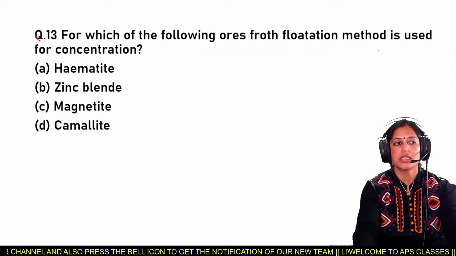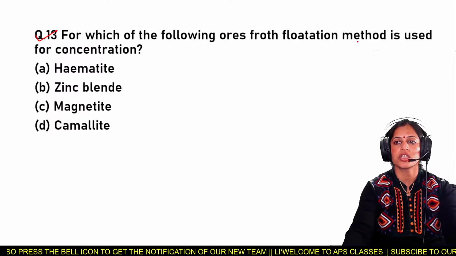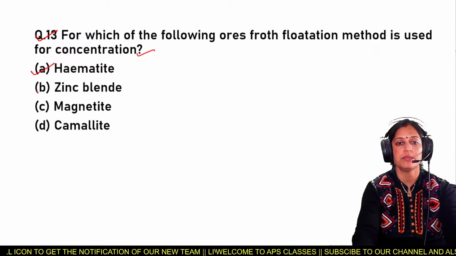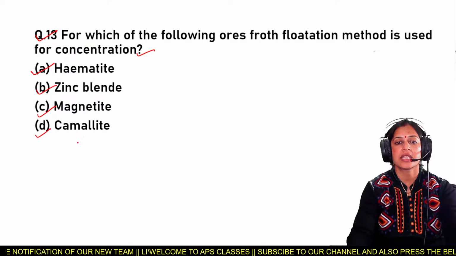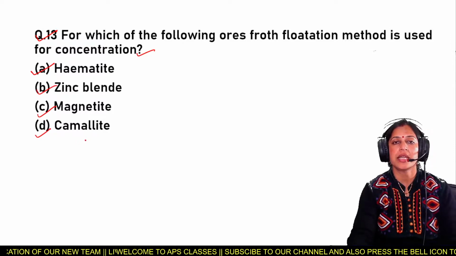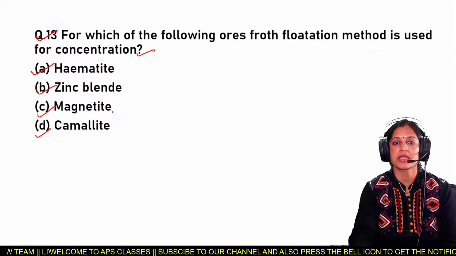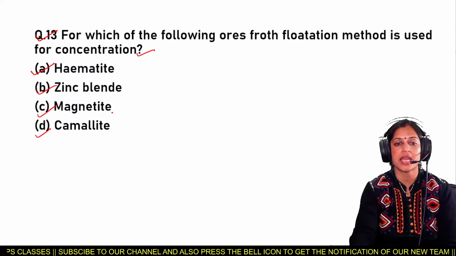Next is question number 13, and your question number 13 is, for which of the following ores is the froth flotation method used for the concentration? Options are A, hematite, B, zinc blende, C, magnetite, and D, calamine. For which of the following ores is the froth flotation method used for the concentration?